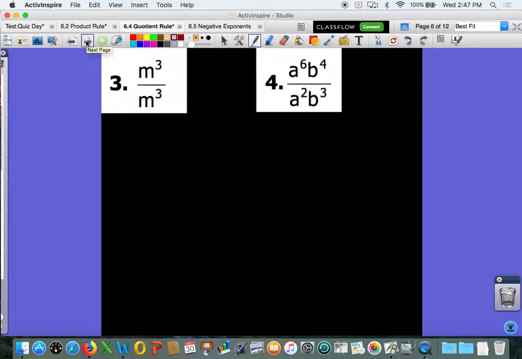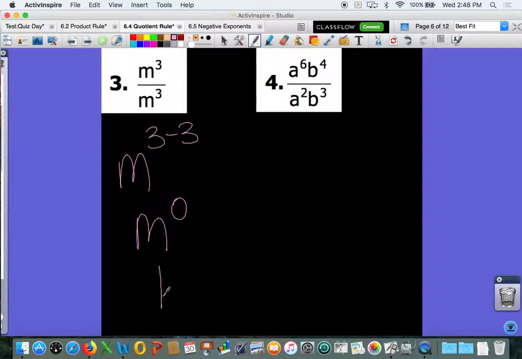Sometimes you're going to come across problems where something completely zeroes out. I mentioned that anything divided by itself is 1. So that is one reason for why m to the 3rd divided by m to the 3rd is 1. Another reason is because when I write it out the other way, where I do 3 minus 3, I get m to the 0. Well, previously we learned that anything raised to the 0 power equals 1. So that is 2 reasons for why this is 1.